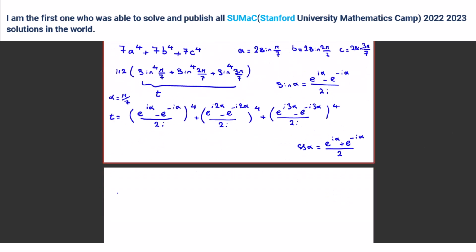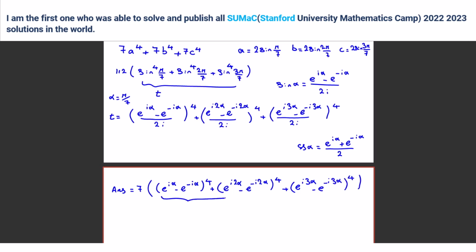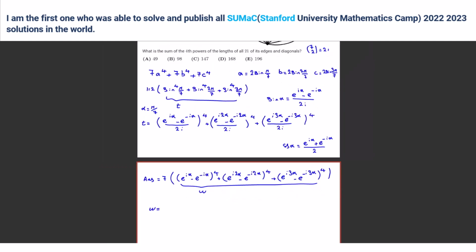So if we answer 16 here and 16 here, we cancel each other out, right? Yeah. So 7. So we should calculate 7 times this part for 2 alpha and for 3 alpha, right? Mm-hmm. So let's call this one W, okay? Now you should raise to the power of 4 and try to simplify.